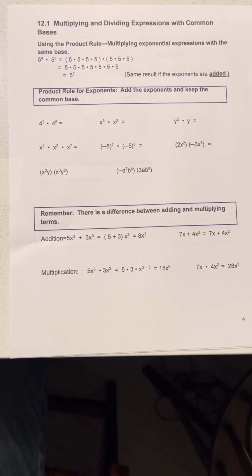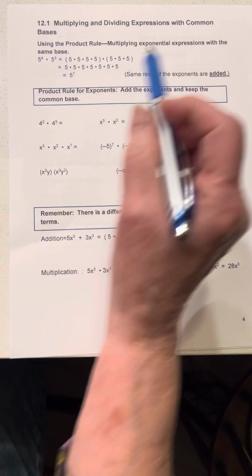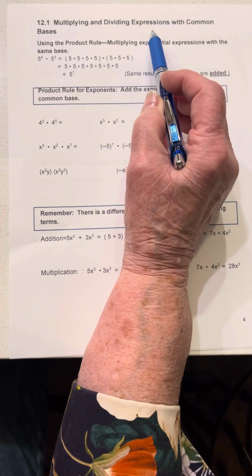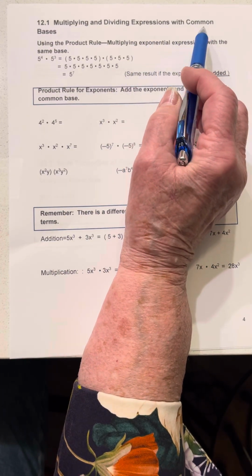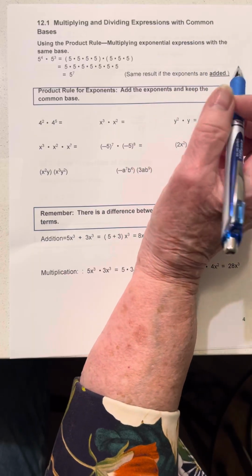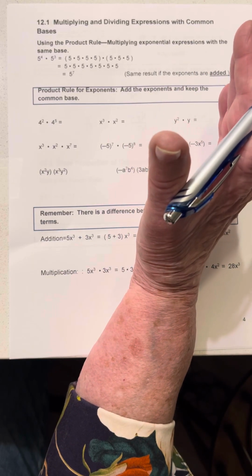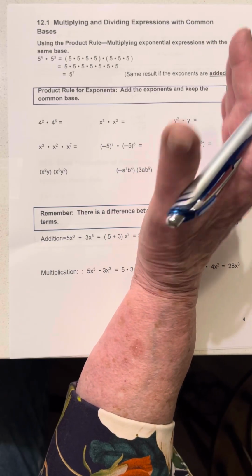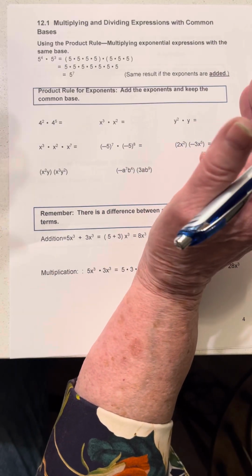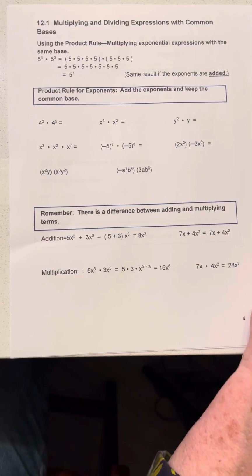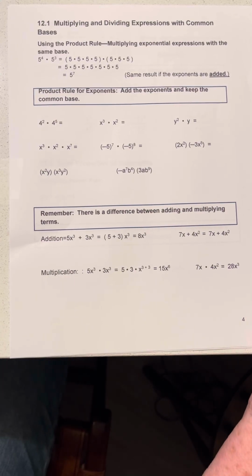Now we're ready to begin chapter 12. So we'll do the first lesson, which is multiplying and dividing expressions with common bases. In other words, the large number beside the exponent is what's going to be the same, the base. So we're going to be doing a few different things.